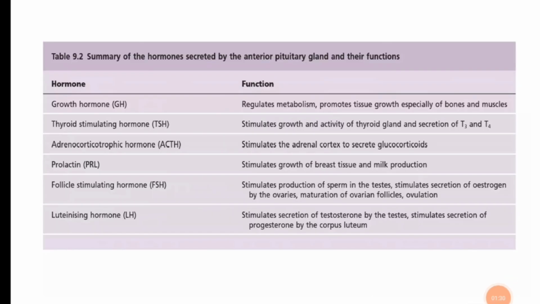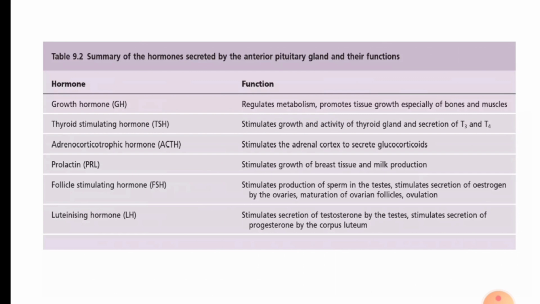Summary of the hormones secreted by the anterior pituitary gland and their functions. Hormone and function. The hormone is growth hormone GH. Its functions are to regulate metabolism and promote tissue growth, especially of the bones and muscles. Thyroid stimulating hormone TSH stimulates the growth and activity of the thyroid gland and secretion of T3 and T4. Adrenocorticotropic hormone ACTH stimulates the adrenal cortex to secrete the glucocorticoids.